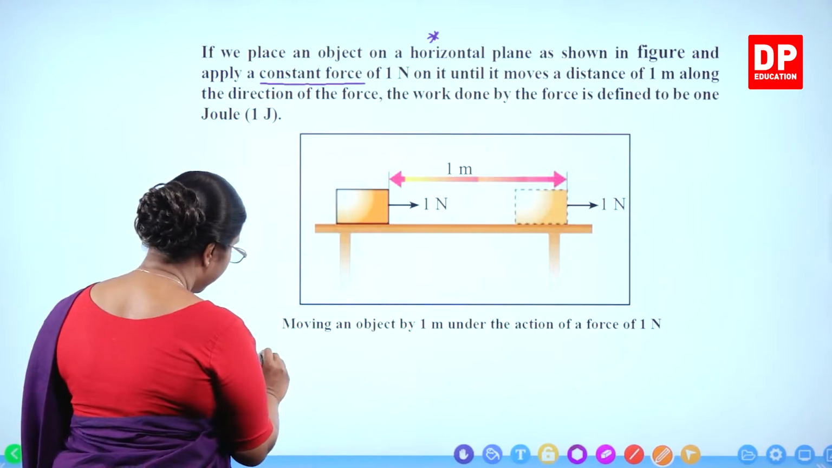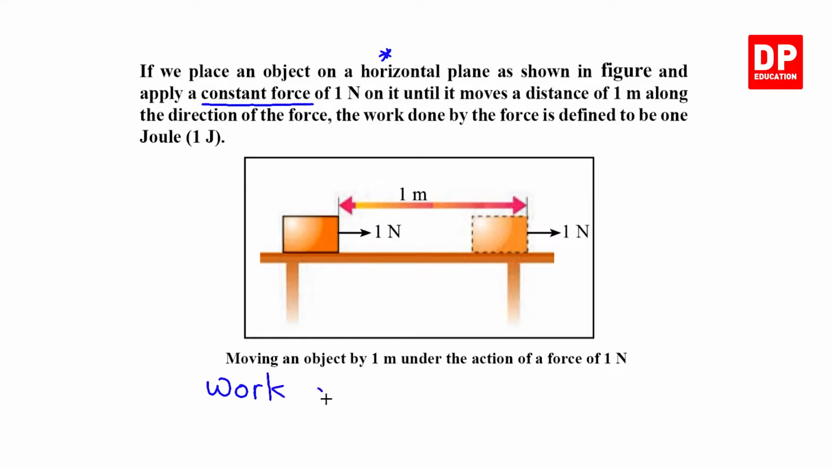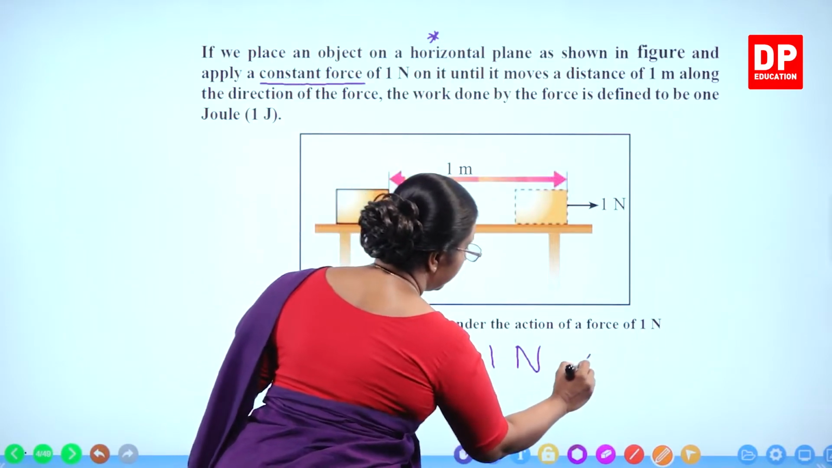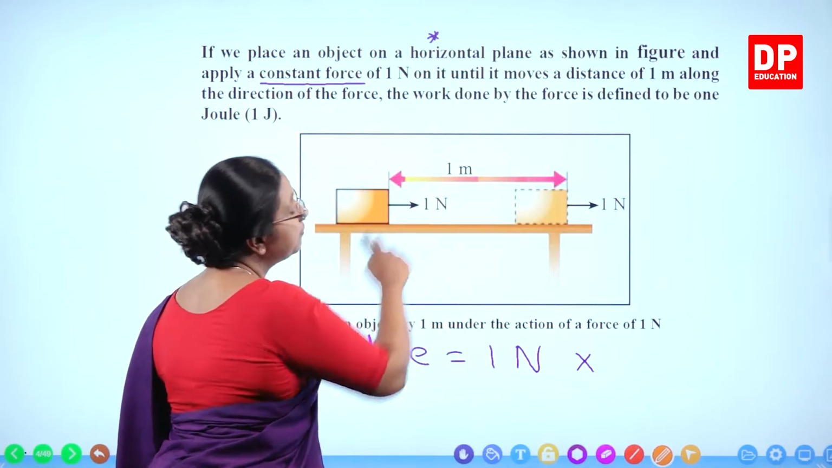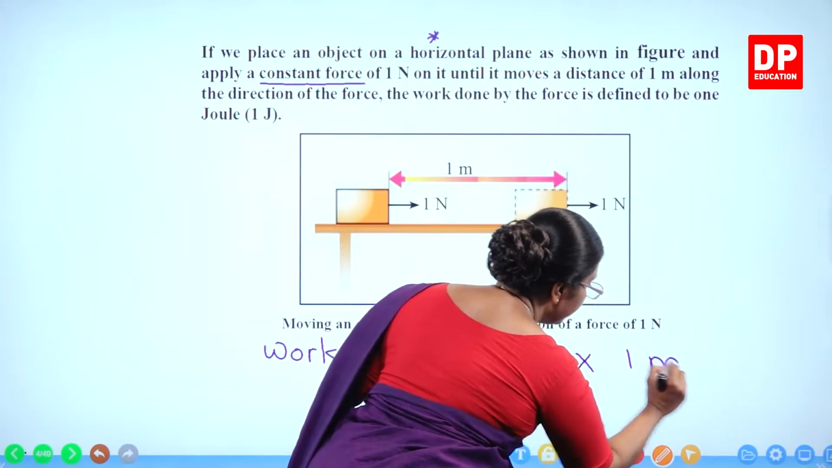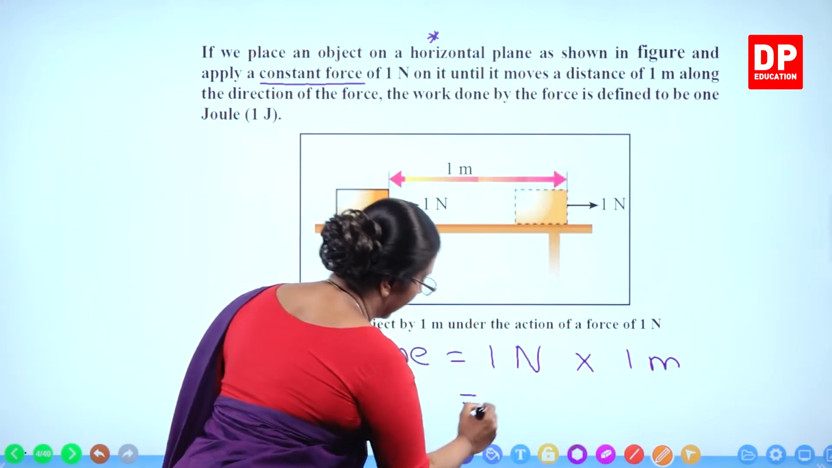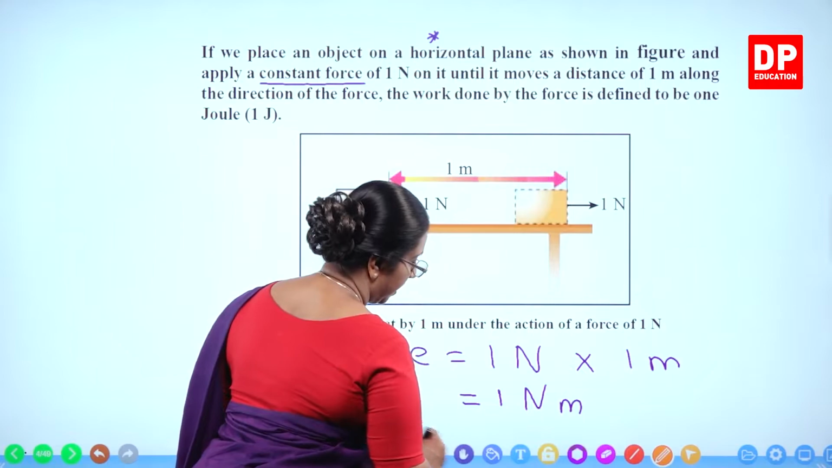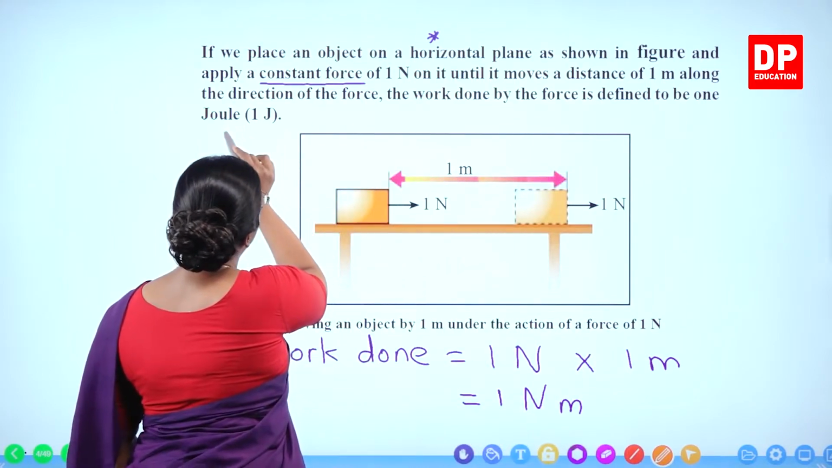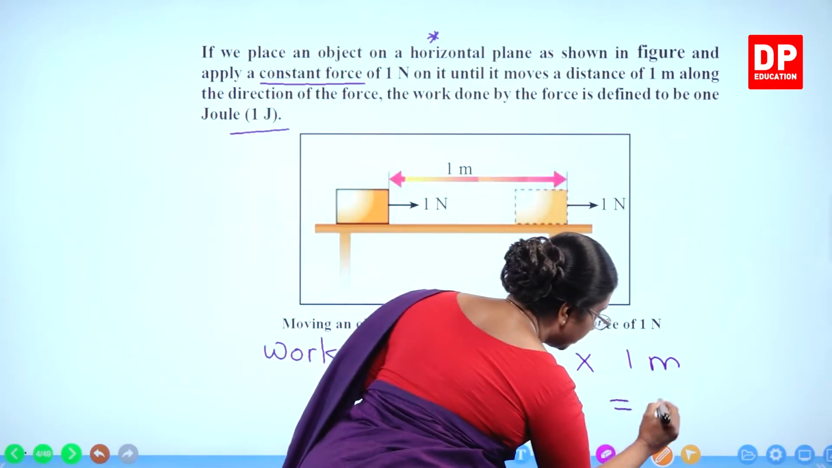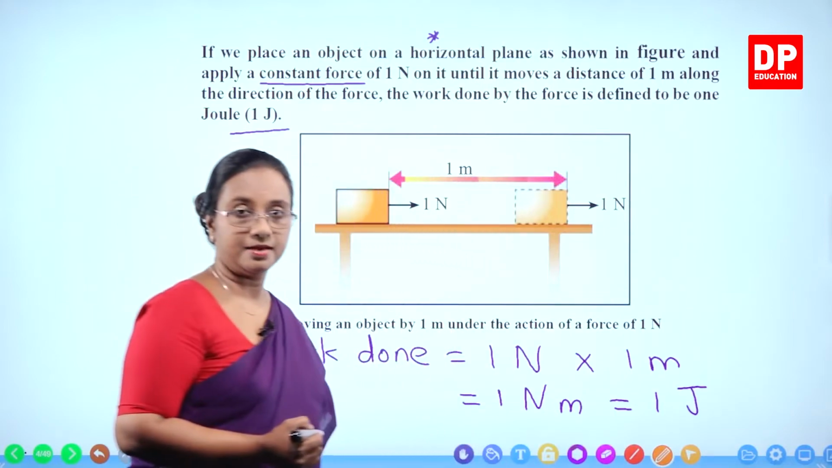So I told you all, work done is being calculated as 1 Newton force into it moves by a distance of 1 meter in the direction of the force. So that is 1 meter. If you multiply that, you get the value as 1 Newton meter. But this Newton meter is defined as joules. Work done is joules. So that is equal to 1 joule of work done.